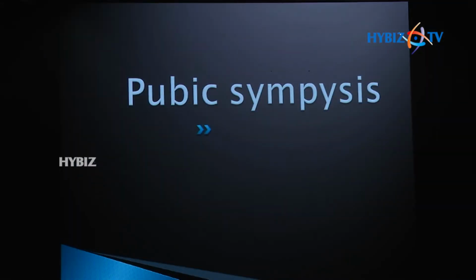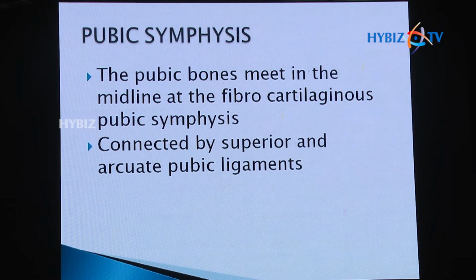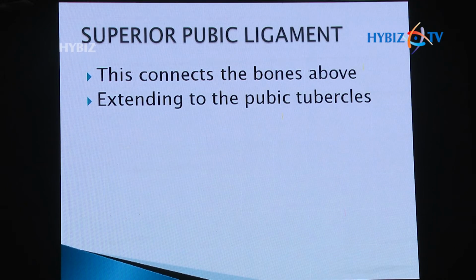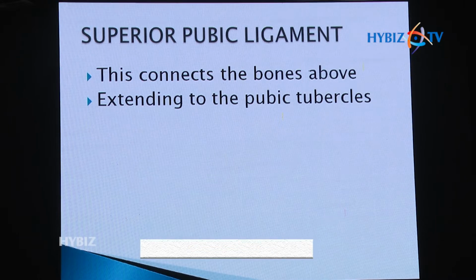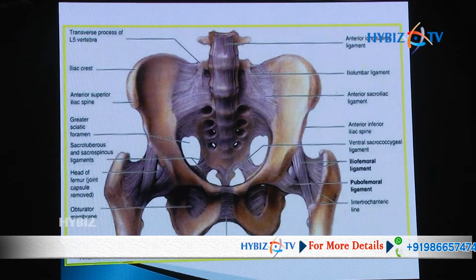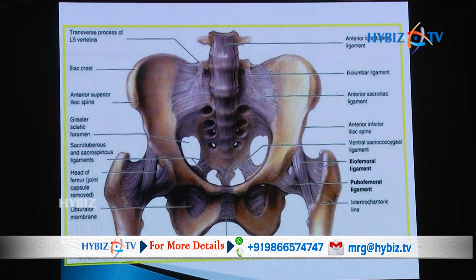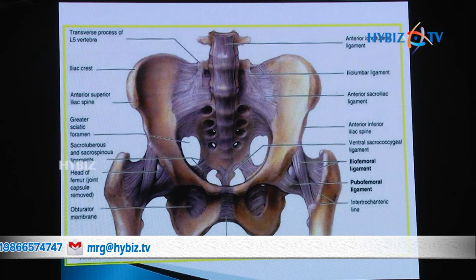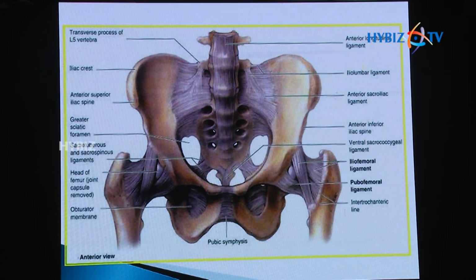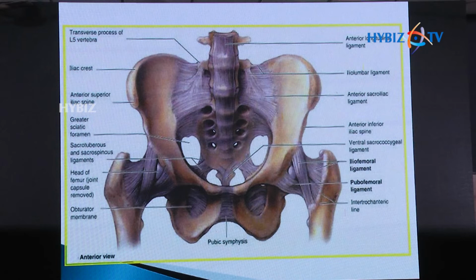The pubic symphysis again has three ligaments. The pubic bones are connected by the superior pubic ligament, the arcuate pubic ligament, and, between the medial surfaces, the interpubic disc. The superior pubic ligament, as the name suggests, connects the pubic tubercles. This picture represents the pubic symphysis: the upper surfaces are connected by the superior pubic ligament, the lower parts by the arcuate pubic ligament, and the medial surfaces by the interpubic disc.